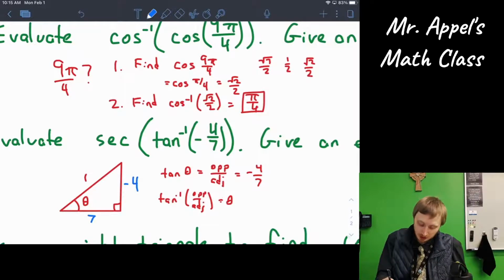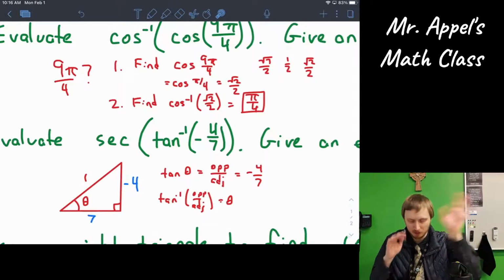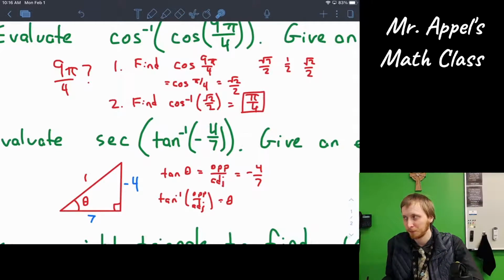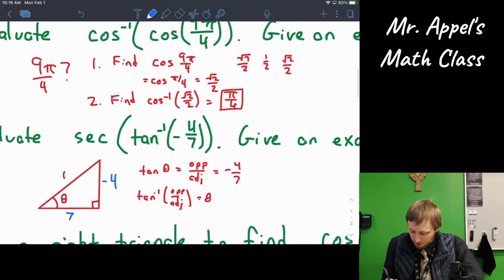And yes, this is -4, which means it's actually going down, so I should redraw my triangle to come over and down from here. But it doesn't make a difference. We can treat this as if these were the opposite and the adjacent sides of -4 and 7. I still don't actually get a value for theta. I don't need a value for theta. Pretend that I did.